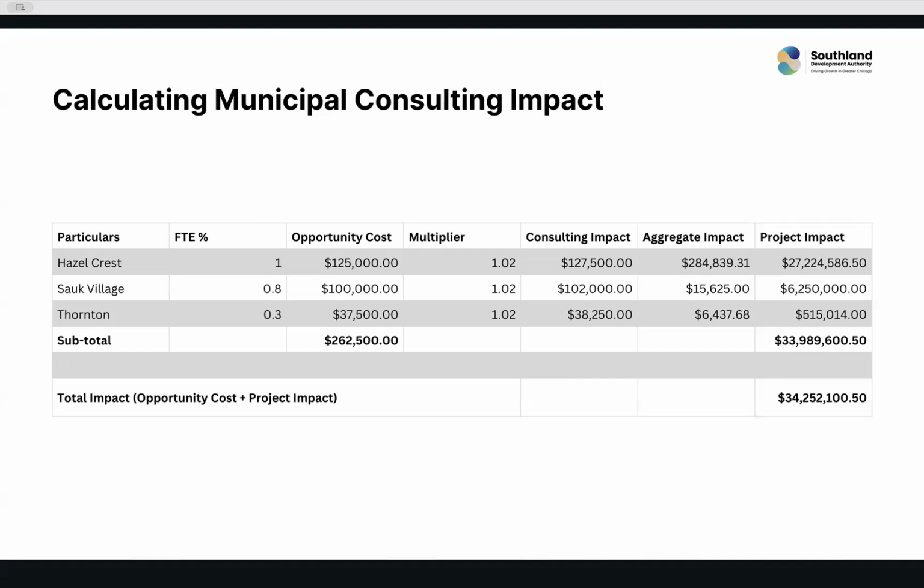By presenting both the immediate consulting impact and the total project impact side by side, we are able to clearly demonstrate both the direct economic activity associated with our professional services and the much larger capital investments that our work makes possible.